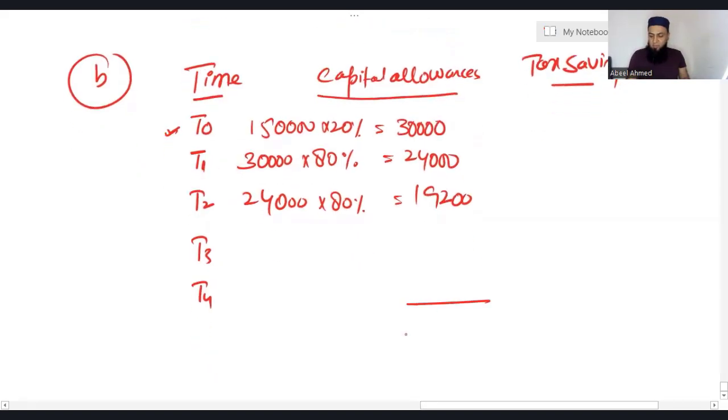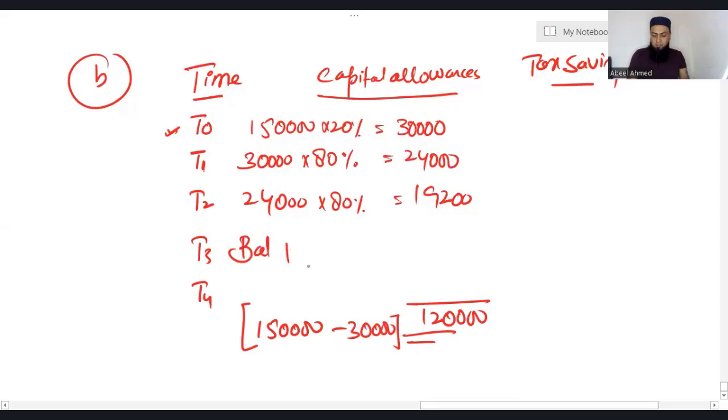In the last year, you have to take the balancing figure. Cost is 1,50,000 minus the residual value, which is 30,000. Depreciable cost is 1,20,000. Last year balancing figure. So from 1,20,000, you need to deduct 30,000 and 24,000 and 19,200. So we are getting 46,800.